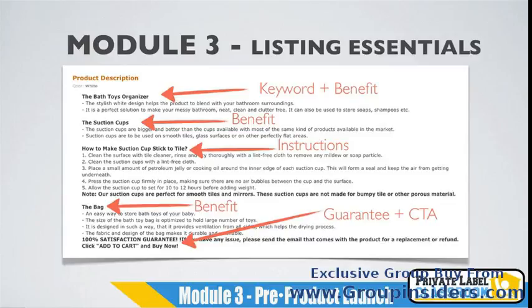So the description, there's a lot of little key elements here that I do think are important, that if people do read it, you want embedded in there. So the first thing is the keyword plus the benefit, okay? And I think that's really, really important. They did a decent job here, okay? And then the benefit would be the suction cups, okay?